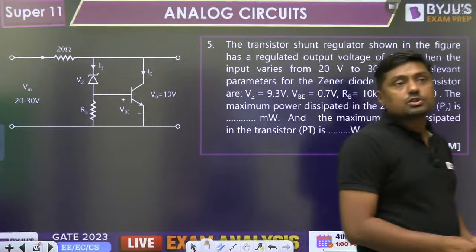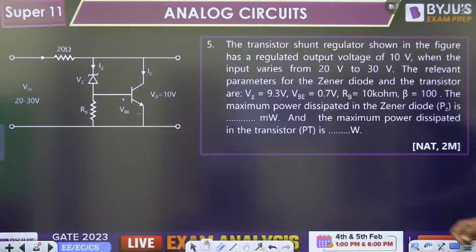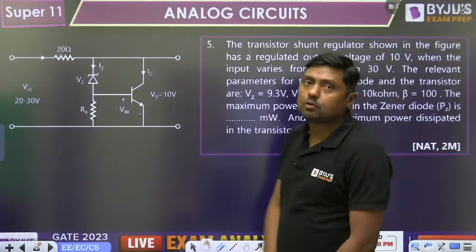Give me the answer for this one. The transistor shunt regulator shown in the figure. My dear friend, they will ask this question, as already in my question answer series. Already I have given the hint, so quickly try to solve this question. The transistor shunt regulator shown in the figure has a regulated output voltage of 10 volt. This time I think there may be a question on the voltage regulator with the transistor.